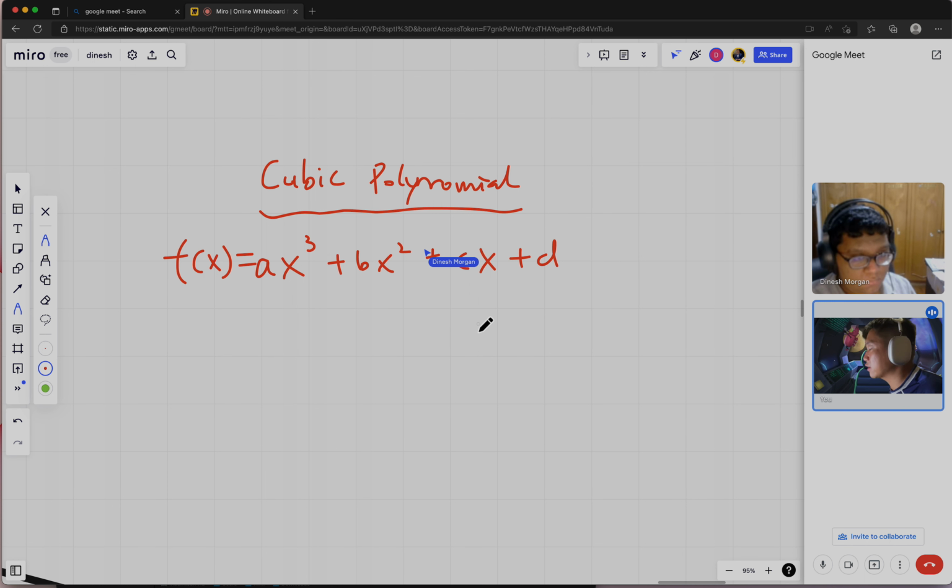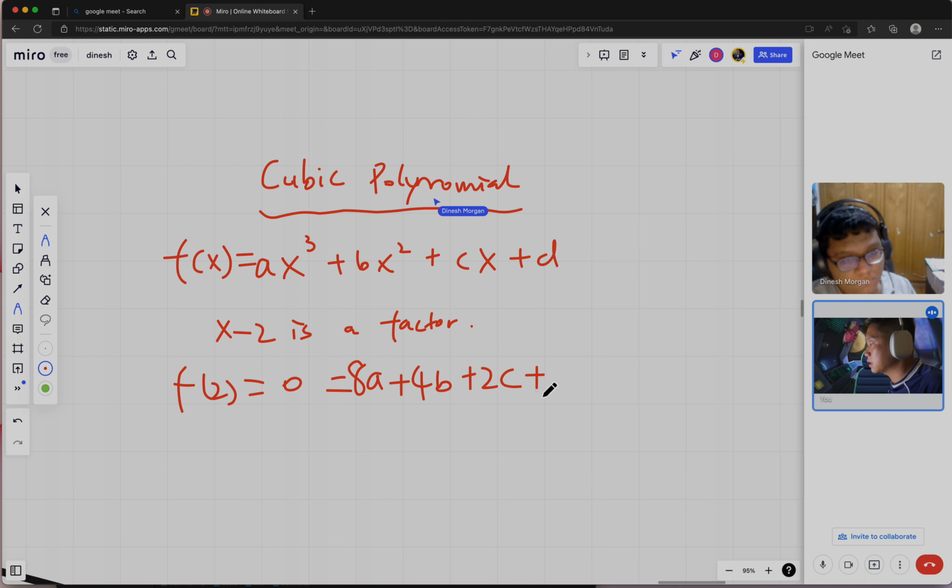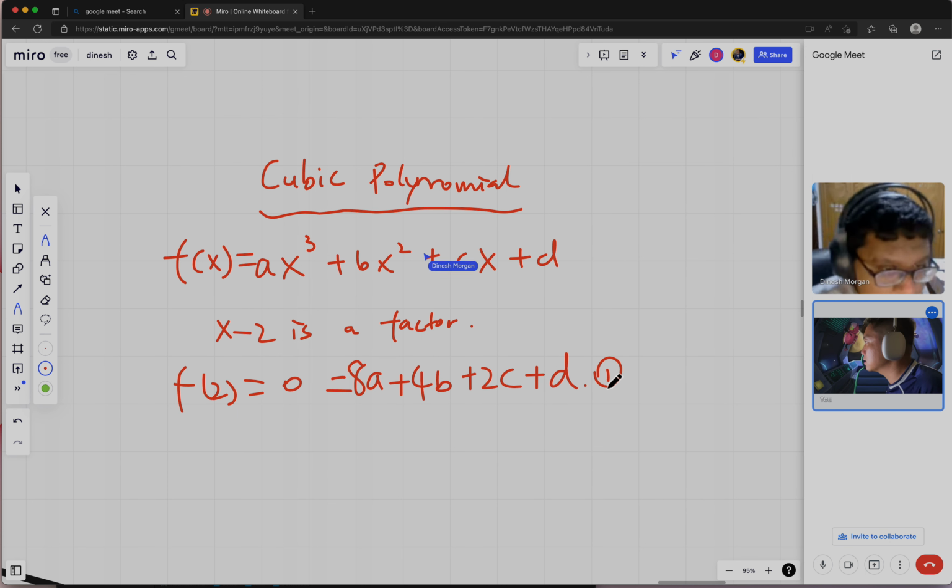And if they give you a factor, so let's say if they give you x minus 2 is a factor, then all you need to do is just sub in, so you f(2), and you should get 0. So that's a factor by factor theorem, right? You put the 2 in, then you should get 8a + 4b + 2c + d. So that's your first equation. By just giving you one factor, I don't think you can solve.